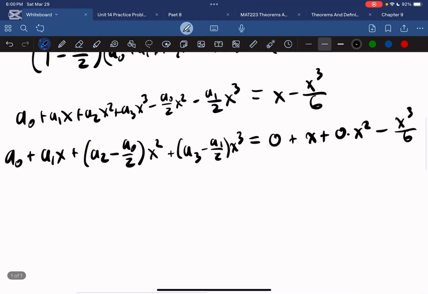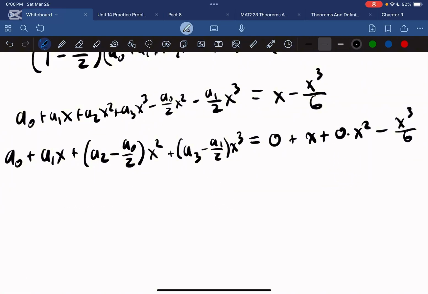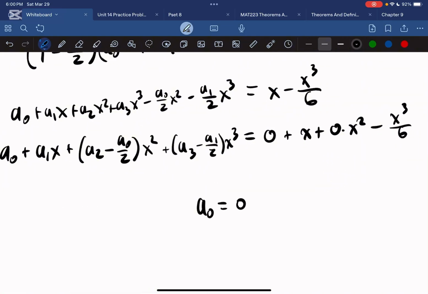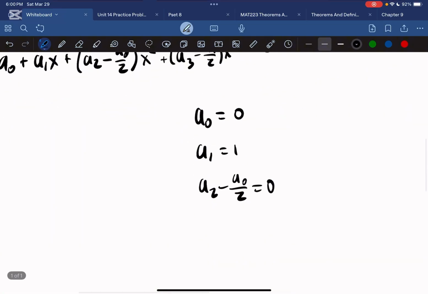We know that this must equal here, this must equal here, this must equal here, and this must equal here, right? This is how we solve systems of polynomials. Okay, so this is pretty easy. So we know a0 is equal to 0, obviously. a1 has to be equal 1, right? a2 minus a0 over 2 has to equal 0, right? Since a0 equals 0, then we know a2 equals 0, right?